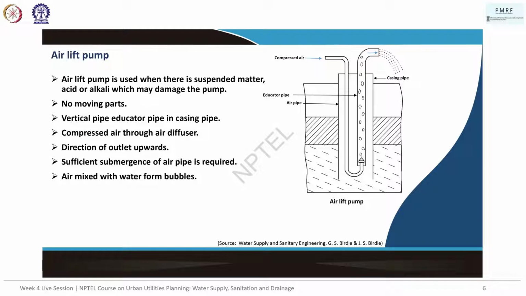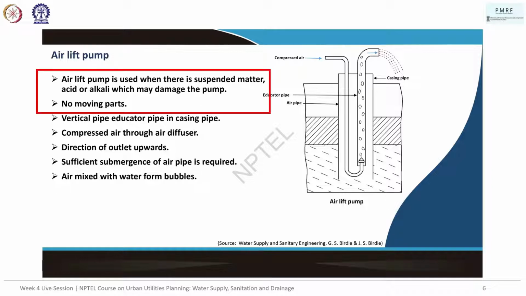Okay, so the answer can be seen in this particular slide of the lectures that were posted for week 4. So the answer is actually airlift pump. When you have some kind of suspended matter or acid or alkali, and you have a pump that is dealing with water that has all of this, these components can damage the parts of the pump. Whenever there is a moving part or a metal based part, the suspended matter can get deposited, or in some form or the other, this moving part actually gets damaged heavily.